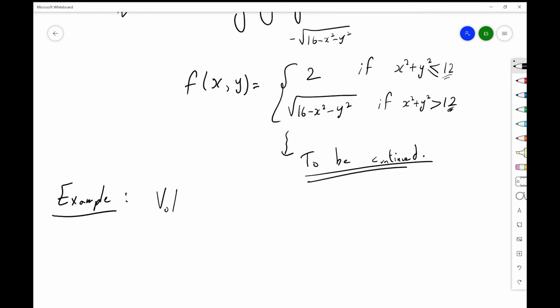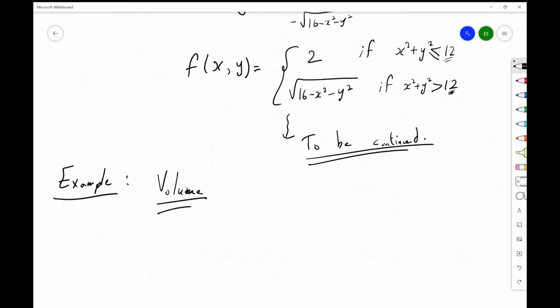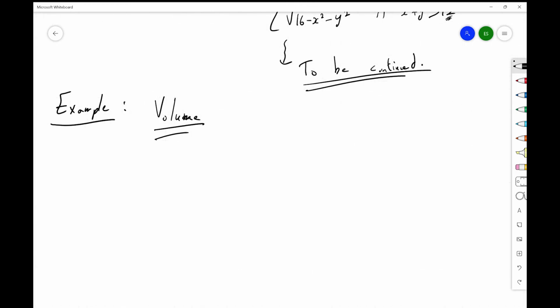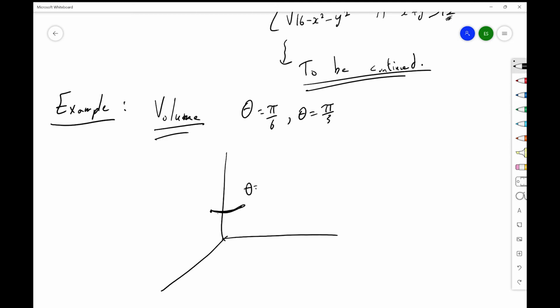Same thing, we want to calculate the volume section cut by the planes. So this is now in spherical coordinates. We have some sort of volume section cut by the planes theta equals pi over 6 and theta equals pi over 3. So this is theta equals pi over 6, and this is theta equals pi over 3. Theta is going down from the z-axis.